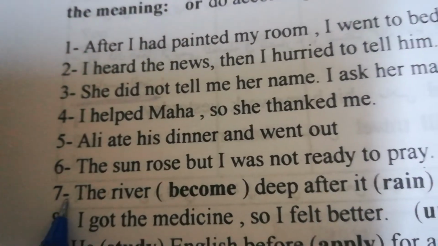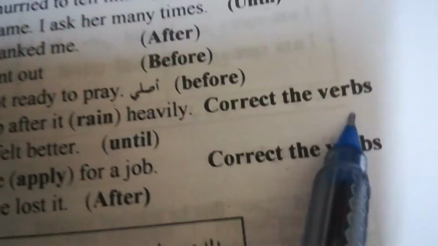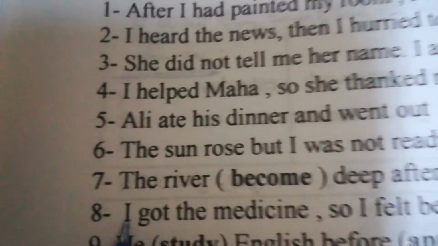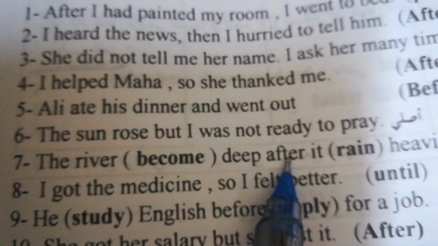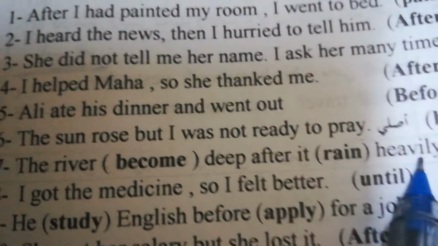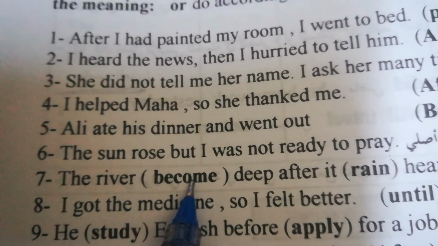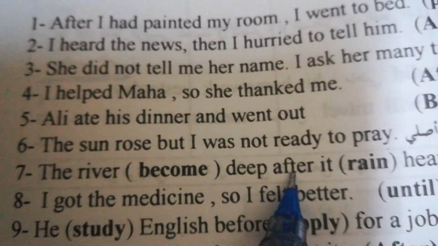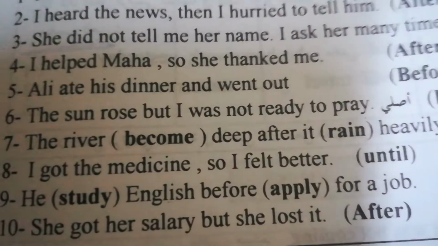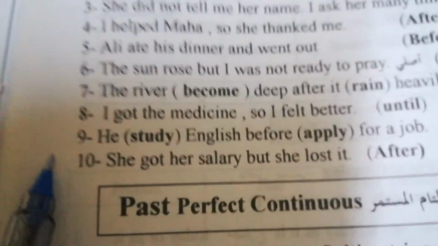And so on. Here I say the river become deep after it rained heavily. Correct the verbs. Here I say after in the middle: after it had rained heavily. The river became, past simple. The river became deep after it had rained heavily. Okay, thank you for listening to me, and I hope to answer the rest of the questions.